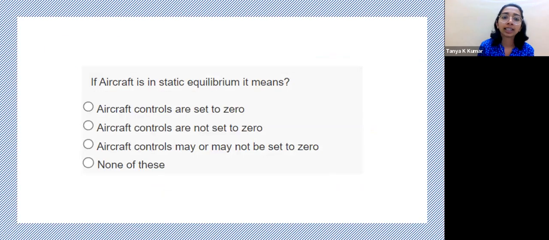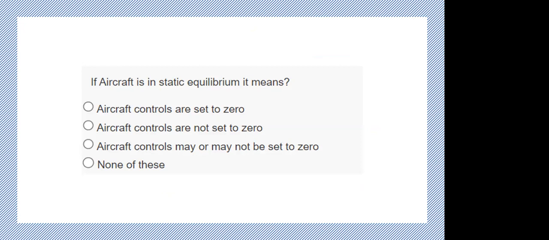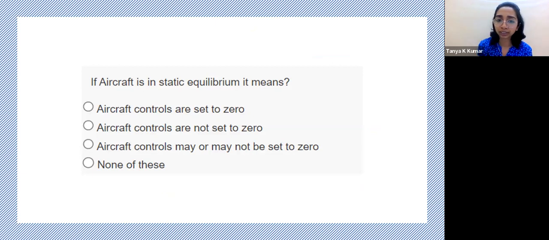Moving on. If the aircraft is in static equilibrium, it means the sum of all forces and the sum of all moments is 0. So what do control surfaces do? They stabilize the aircraft. When you deflect the control surfaces, it changes the effective angle of attack at those surfaces, which produces a moment that counteracts the disturbing moment, so it contributes towards stability. If the aircraft is already in a static equilibrium state, do you have to deflect any control surfaces?